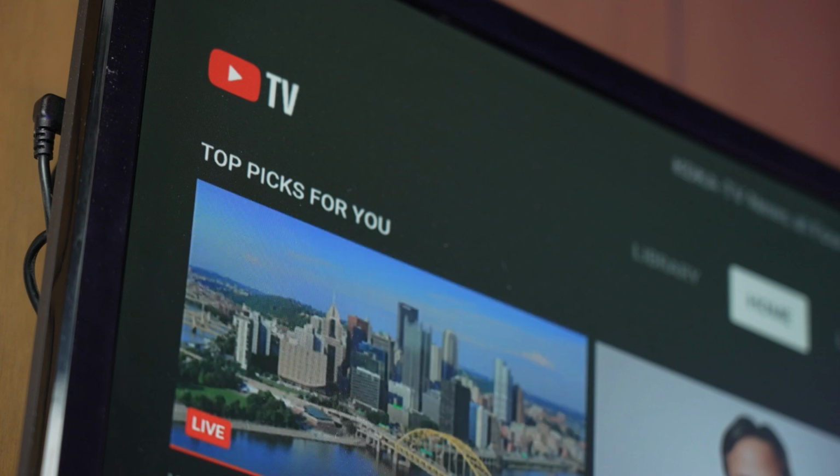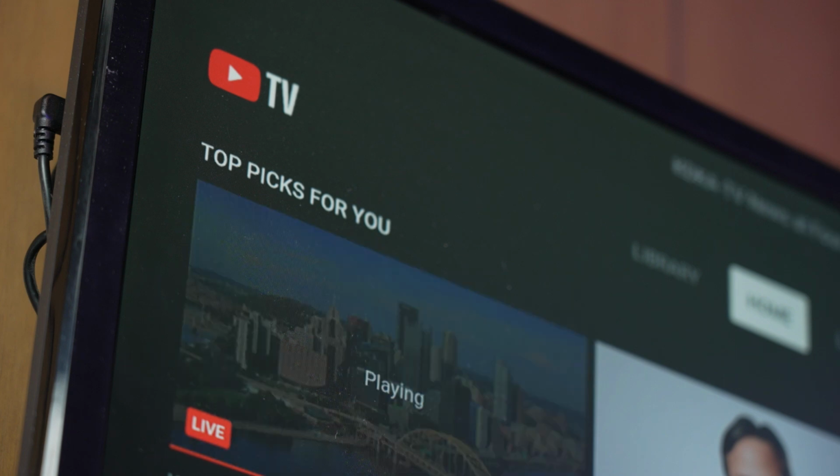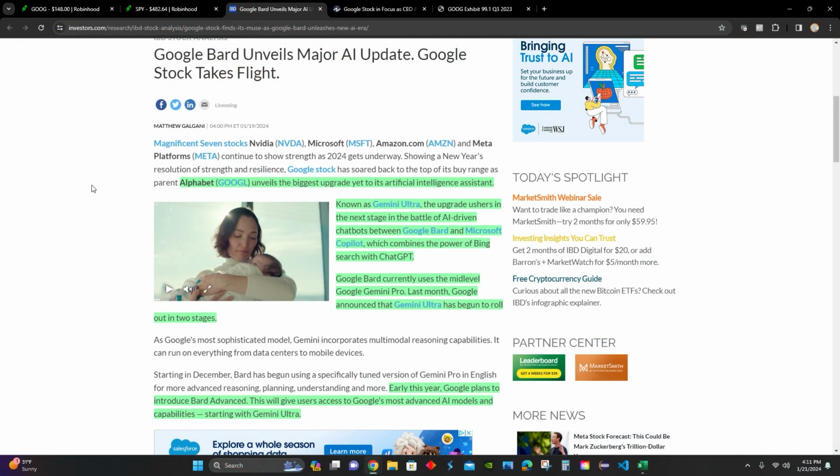So now I want to look at some of the recent news that's come out surrounding Google. We can see right here, this article is titled Google Bard Unveils Major AI Update, Google Stock Takes Flight. They touch on the fact that right now in the tech sector, there's a lot of hype surrounding artificial intelligence, and everybody is trying to integrate some sort of a language processor into their search engine. For Microsoft, that's Bing, and then for Alphabet, it's obviously Google.